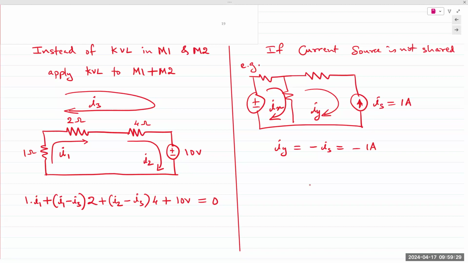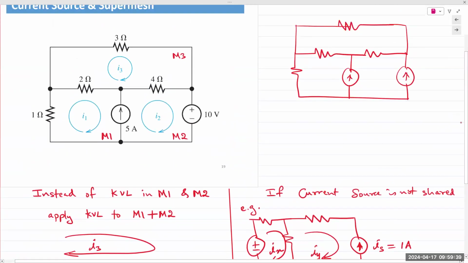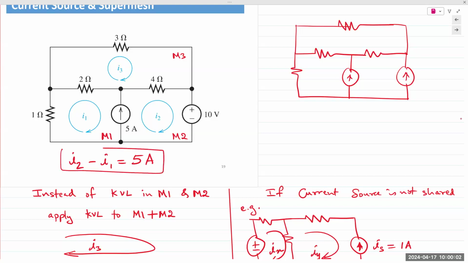Also, when a current source is in a shared branch, I can express the current source as a result of the 2 mesh currents. So if I go here, how can I describe this 5 amp source in terms of I1 and I2? Which mesh current is flowing in the same direction? I2, which is in the opposite direction. So I2 minus I1 is equal to 5 amps. That is an extra equation we can write.